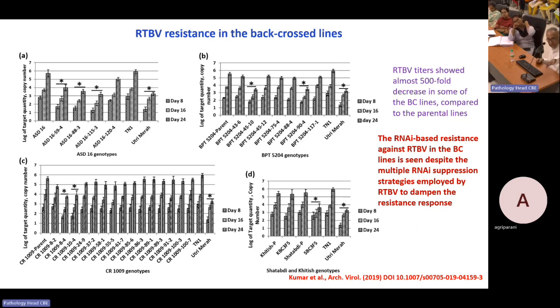And so, several of the right, in red color, is the RNAi based resistance against RTBV, as seen in the background slides, despite multiple RNAi suppression strategies employed by RTBV to dampen the resistant response. So ultimately, what we have is the rice plant is trying to defend itself against the virus using RNAi. Virus has known RNAi suppressor proteins to dampen the resistance, and in the backcross lines we have a strengthened RNAi response. So the strong RNAi response is giving rise to resistance despite the virus having several anti-resistance strategies.